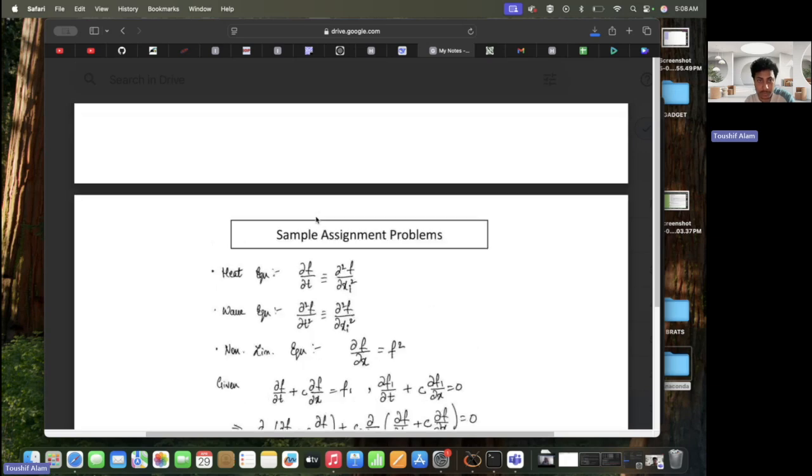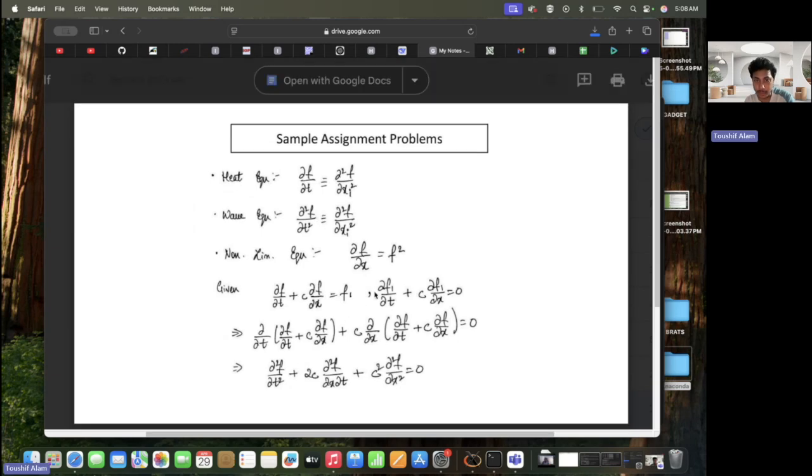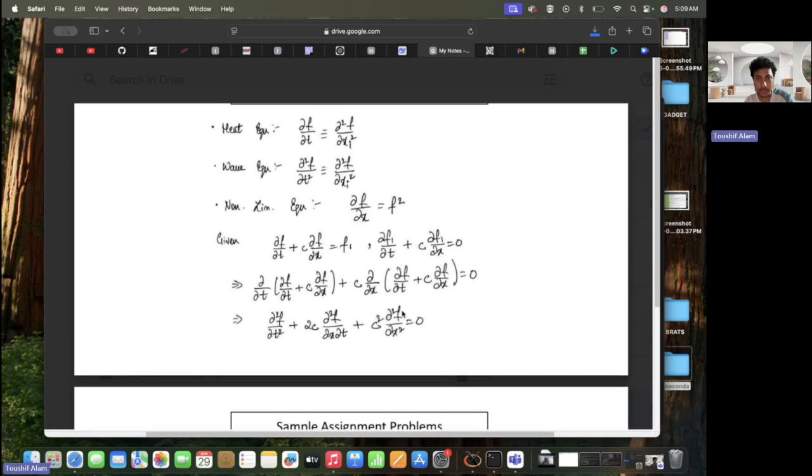So given del f del t plus c del f del x is f1 and this 0. So if you take the partial derivative in time, you will get this plus, because f1 is this, right? So put the value of f1 in this equation, we'll get this, and this will be del 2f del t2, and c del 2f del x del t. So this will be 2a terms, and c square del 2 f del x2. So we'll get this.